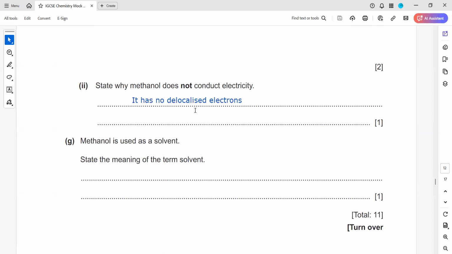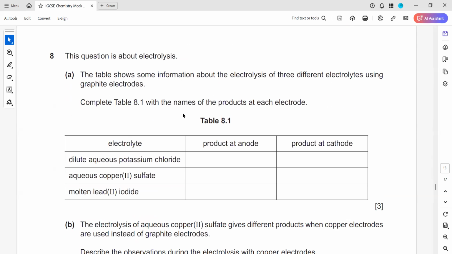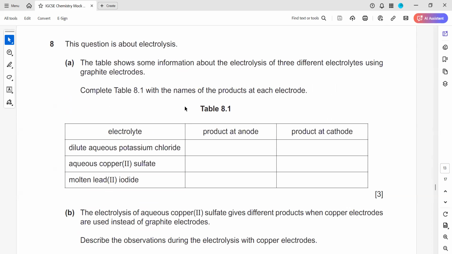Methanol is used as a solvent. What is the meaning of the term solvent? A substance which can dissolve a solute we call a solvent. What is the meaning of the term saturated solution? The solution which contains the maximum amount of solute at a given temperature. No more solute can dissolve.